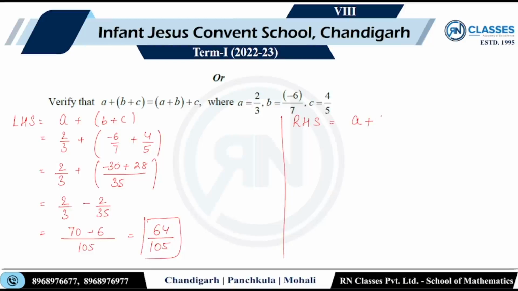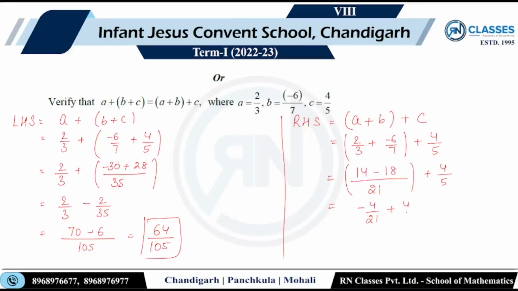Now in this, A plus B bracket plus C, so first I'll add A plus B, so means 2 by 3 plus minus 6 by 7 plus 4 by 5. So LCM would be 7 3 21, 7 14 minus 18, 6 3s are 18. This would be plus 4 by 5. And this would come out to be minus 4 by 21 plus 4 by 5. And the LCM would be 105. So 21 5 5 4s are 20 minus 20, 21 times 21 4s, that would be 84. And that would be positive 64 by 105. And now I can say LHS is RHS, which is verified.